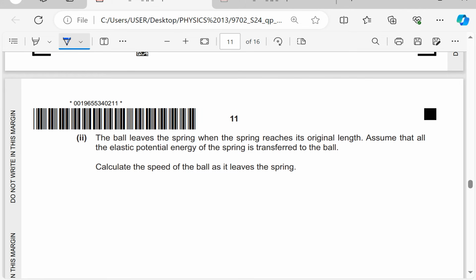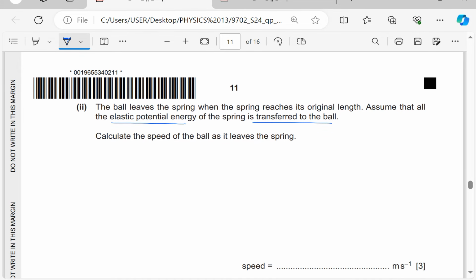Then the ball leaves the spring when the spring reaches its original length. Assume that all the elastic potential energy of the spring is transformed to the ball. So where does this go? The elastic potential energy gives the ball a vertical height. That means the ball gains gravitational potential energy. And also it gives the ball kinetic energy, so for it to move upwards. So I'll simply say that the loss in elastic potential energy is equal to the gain in kinetic energy plus the increase.